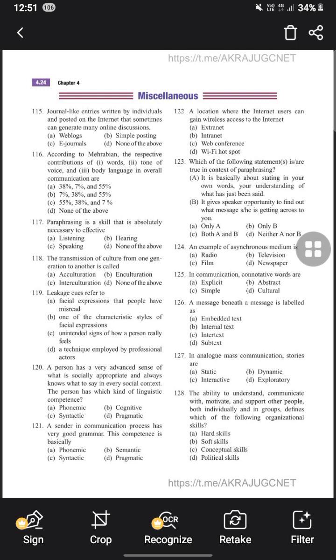Which of the following are the true contexts of paraphrasing? 123 is C, that it is basically stating in your own words, an opportunity to find out what message is being given. An example of an asynchronous medium is 124, that was D, that is newspaper. In communication, connotative words are what? 125 is D, cultural.